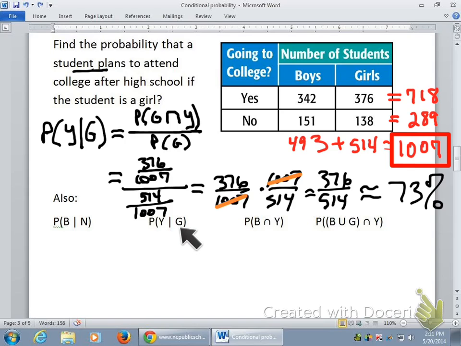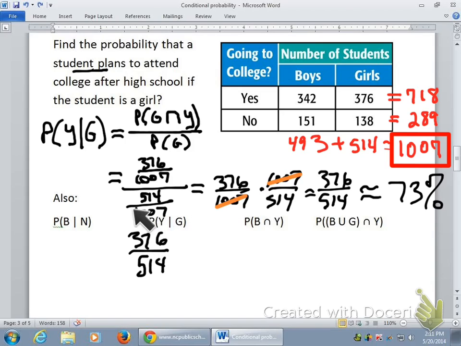Well, because I know it's a girl, what's the sample space? There's only 514 girls. I do not care about the guys right now. So I don't care about all 1,007 students. I only care about the 514 girls. So out of the 514 girls, how many of them are going to college? 376. And you can see, look, I end up with the same numbers, right? But this way seems a little more common-sensy, at least to me.